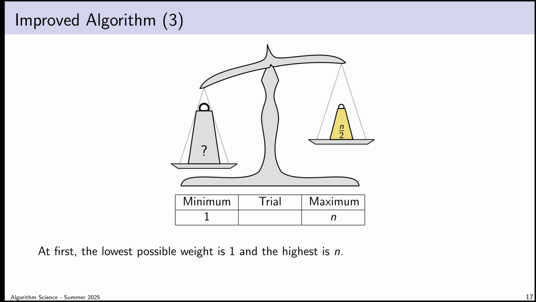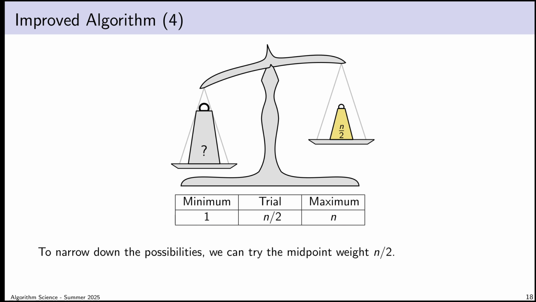What I'll do at each step is keep track of the limits of the range of values that I know are possible at this point. So at the beginning, it could be anything between 1 and n. So my range is 1 up to n. And so I'm going to try n over 2. Okay, and then I do that, and I discover that n over 2 is too light.